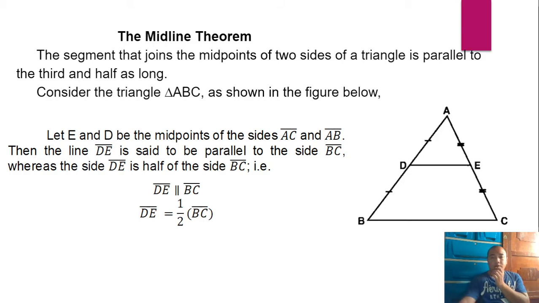So for example, if points D and E are the midpoints of line segments AB and AC respectively, and therefore DE is parallel to BC, and its length is 1/2 of the length of BC. For example, if BC is 10, DE is equal to 5. 1/2 of 10 is 5.